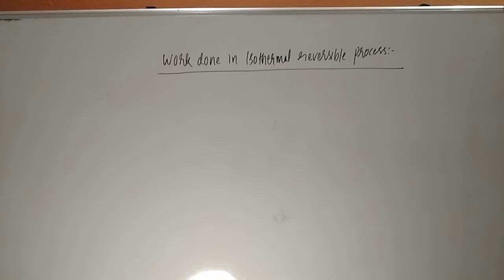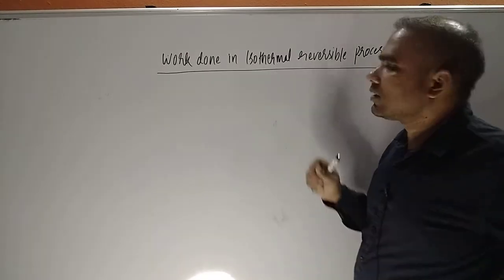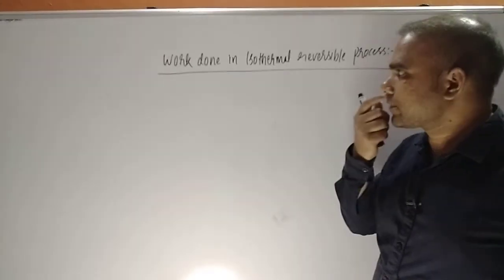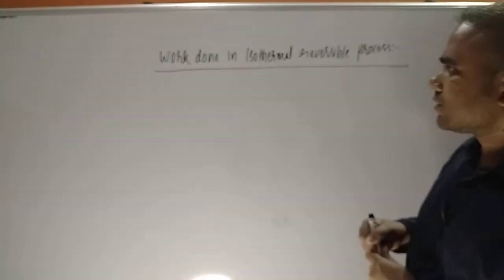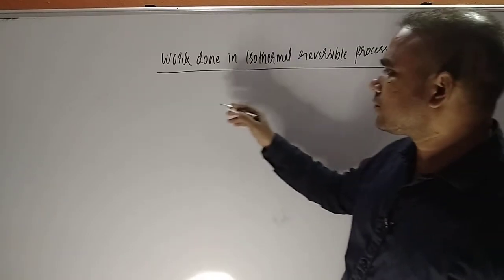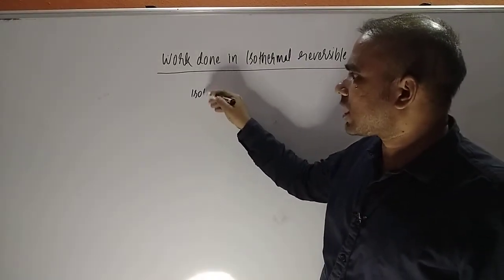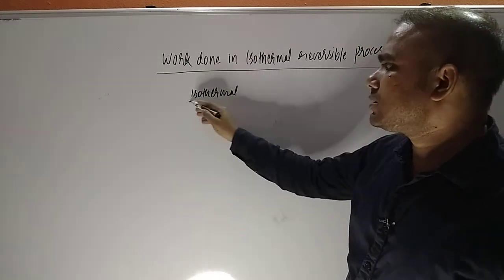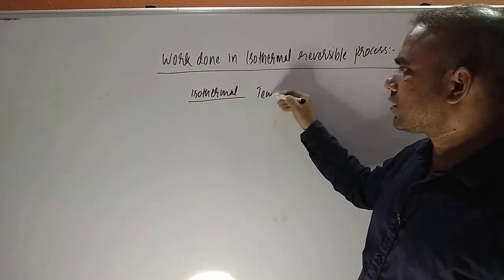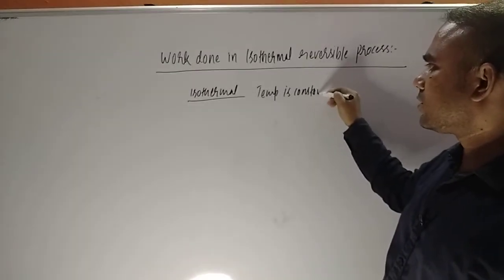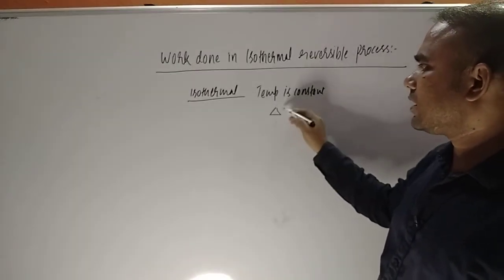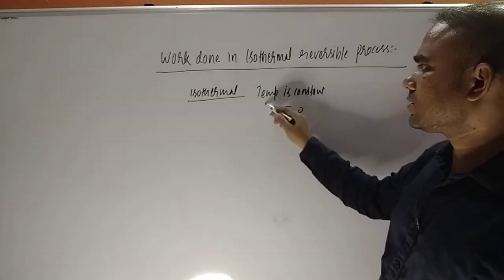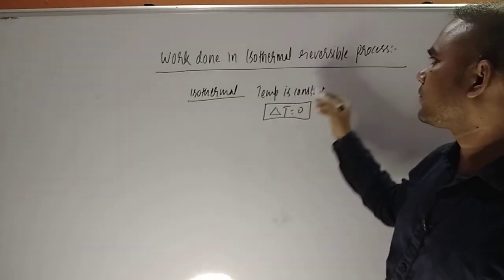Hello, good evening students. Today we are going to understand work done in an isothermal reversible process. Some information we can conclude here. Firstly, this is isothermal. Isothermal means temperature is constant. Throughout the system, the temperature is fixed, which means delta T equals 0. It is not going to change.